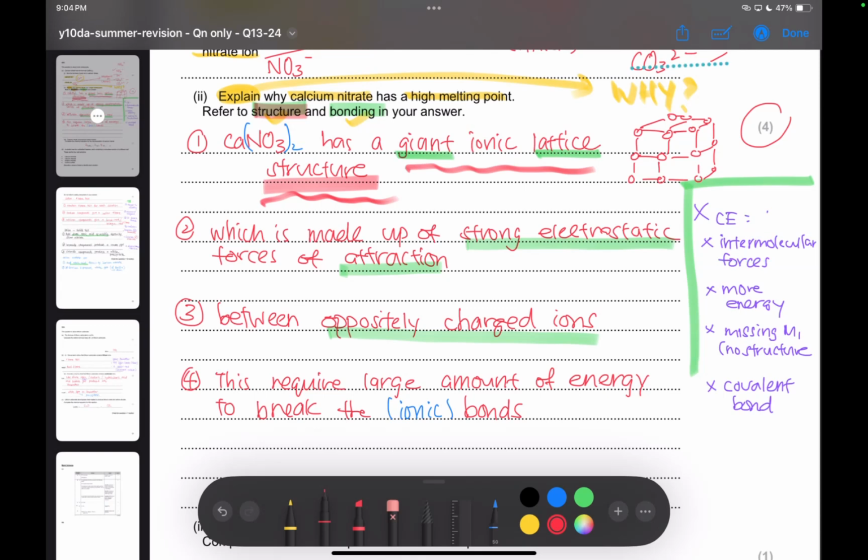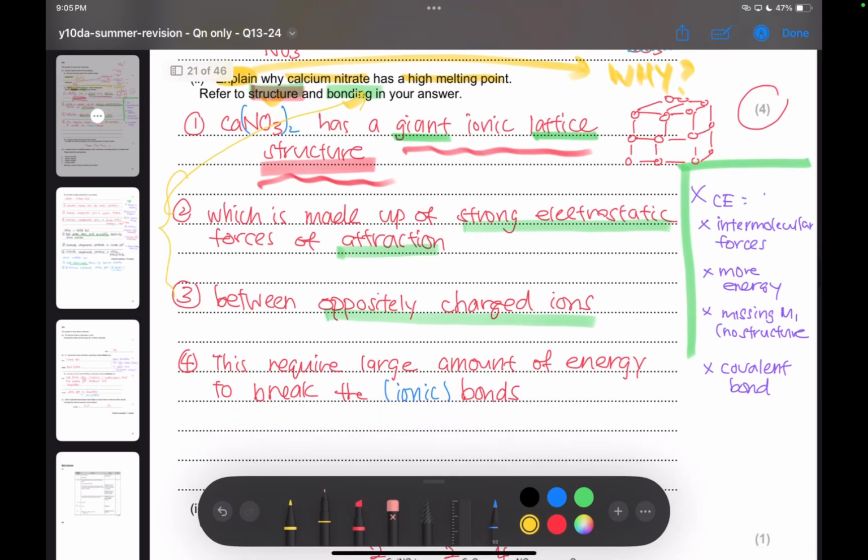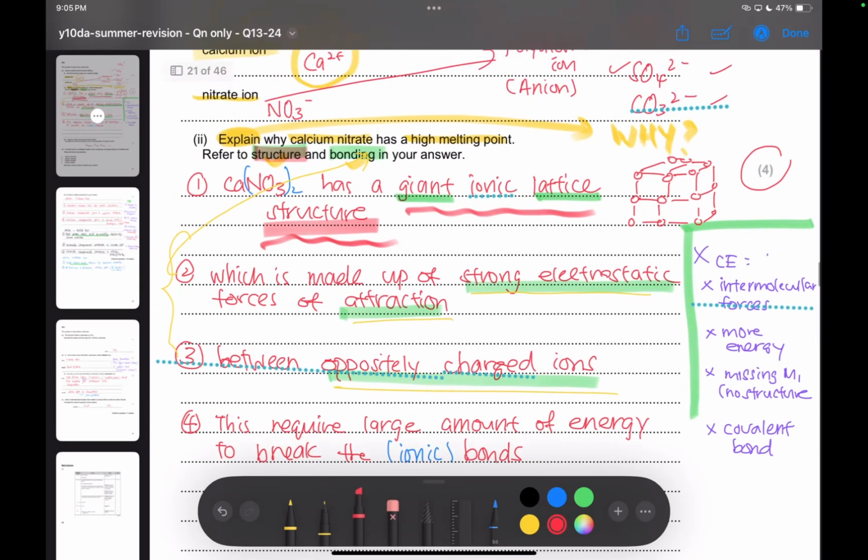Okay. Number 2, we need to talk about the bonding. Points 2 and 3 refer to the bonding in the answer. So what is the bonding like? What is ionic bonding? Ionic bonding refers to strong electrostatic forces of attraction between the oppositely charged ions. In this case, we have the two ions, as we wrote down in the beginning, the calcium and the nitrate ions. They are oppositely charged, and together they form this strong electrostatic forces of attraction. That is answering the bonding part.